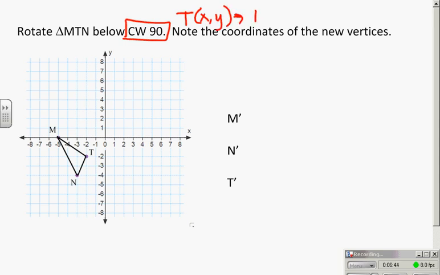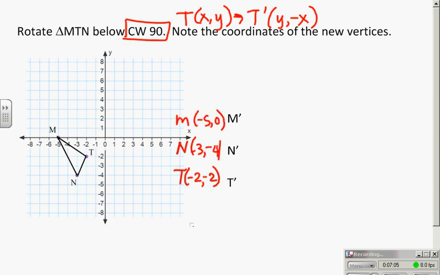So our rule, just for our reference, is y opposite of x. So T is at -2, -2. N is at -3, -4. And M is at -5, 0. When I run them through their rule, flip the x and the y, opposite sign on the x, I get 0, 5. I get -4, 3. And I get -2, 2.